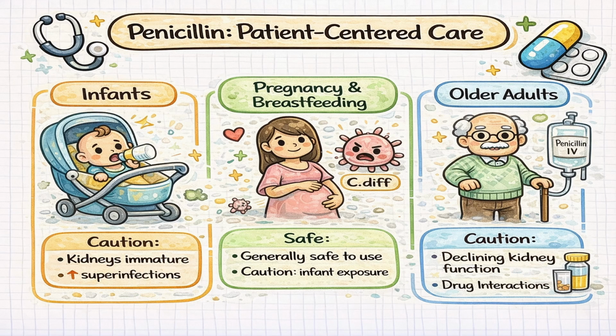Penicillins are widely used across the lifespan. They are generally safe in infants, pregnancy, and breastfeeding. Older adults, though, are at increased risk of toxicity due to declining renal function. Individualized dosing and close monitoring improve safety.